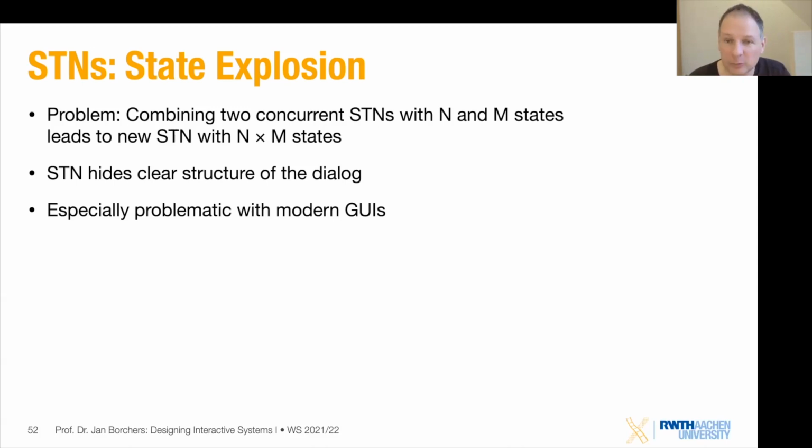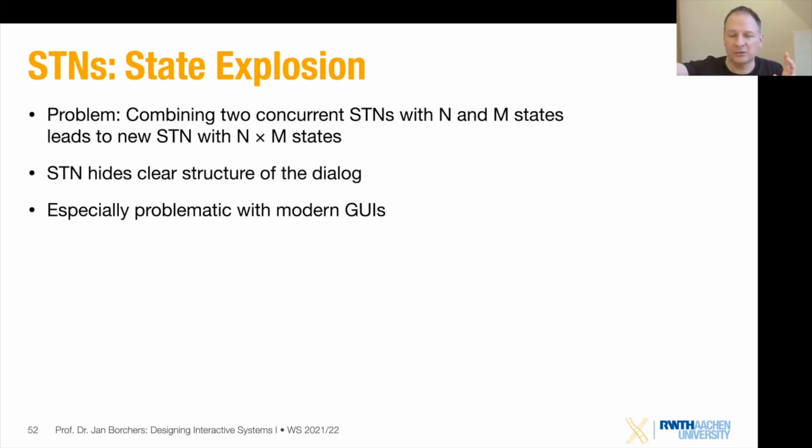Or let's take help as an example. If you want a help function that always provides help about the current function that you're doing, so if I hit help while I'm drawing a circle, I get help about the circle tool, which would be useful. That means that we need a separate little help dialog hanging off each single state, right? Because it's going to be help relevant to that state.